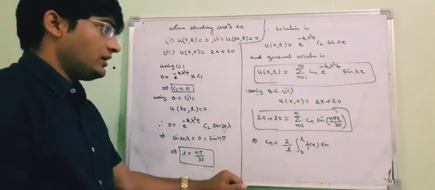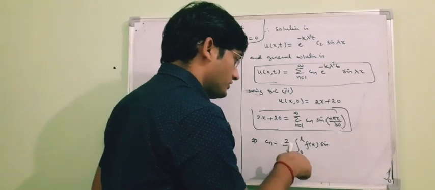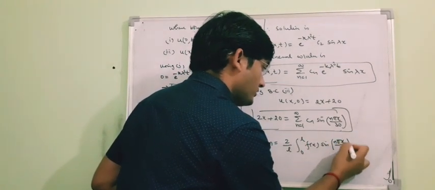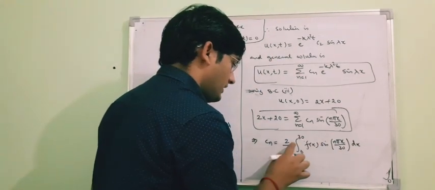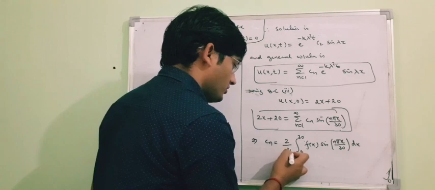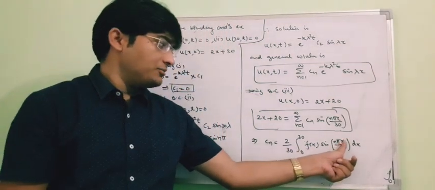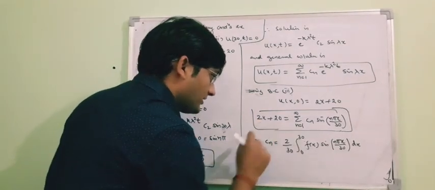So in case of half range sine series, your Cn will be 2 upon L, integral 0 to L, f(x) sin(n pi x upon L). Here you can see that the length of the rod is 30, so we will have 30 here and here. So this is your Cn, 2 upon L, 0 to L, f(x) sin(n pi x upon L) dx. Now the value of f(x) is 2x plus 20.